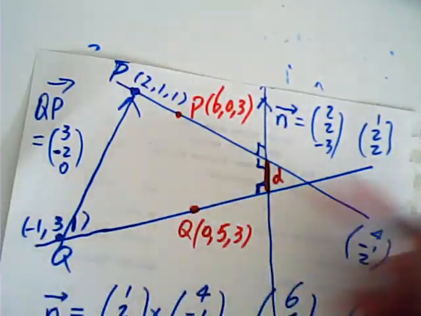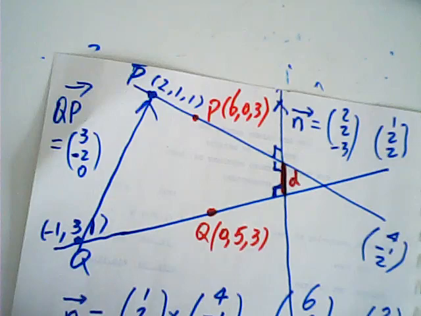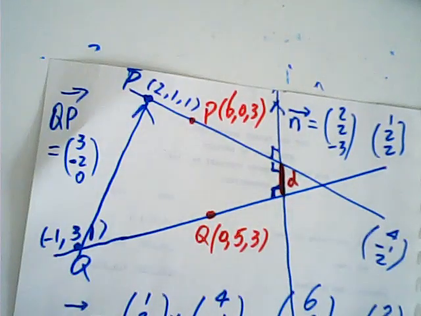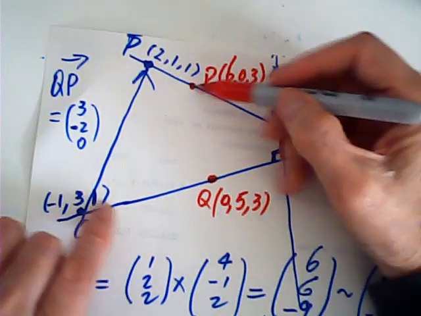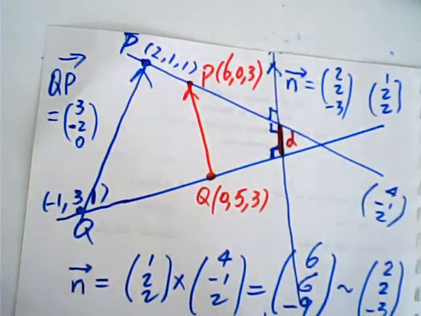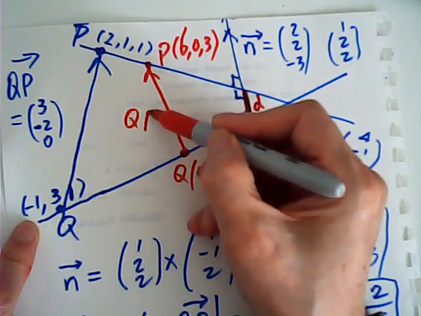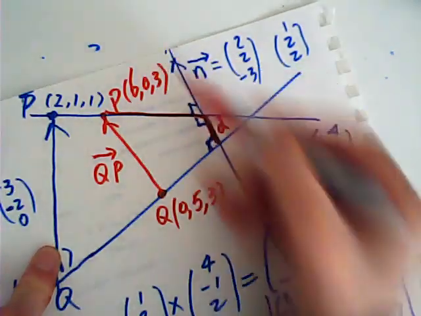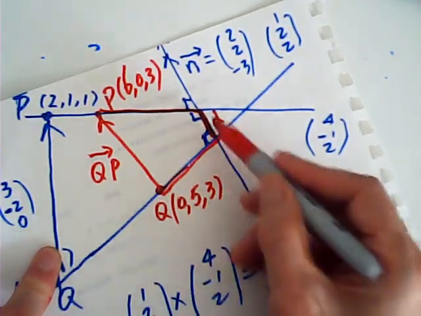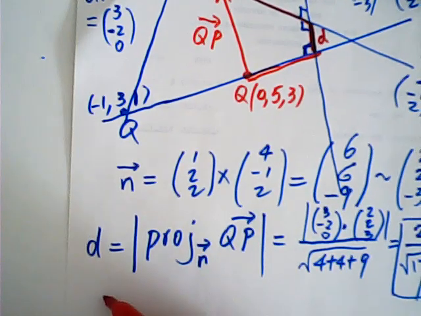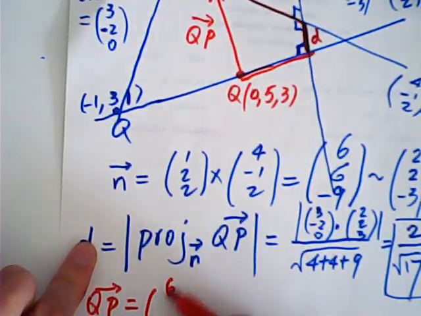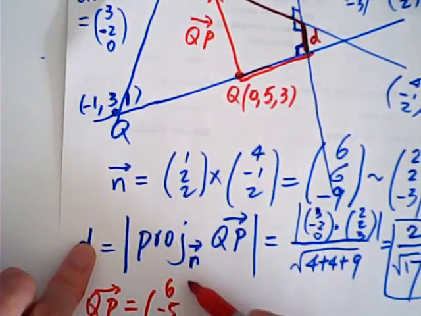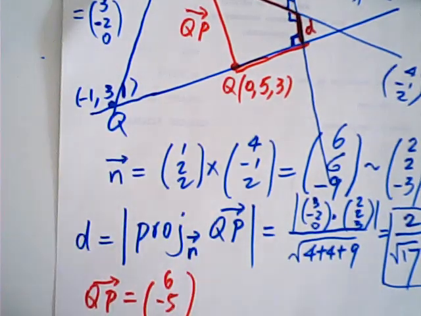Well, I'm not going to detail this here. You can find any other points, any points on the line, as long as the point is given and the direction vector is given. So this is my new QP, right? New QP. Then you project this one onto this normal vector. You still get this same distance. Okay, then my new QP is equal to 6 minus 0 is 6, 0 minus 5 is minus 5, 3 minus 3 is 0.